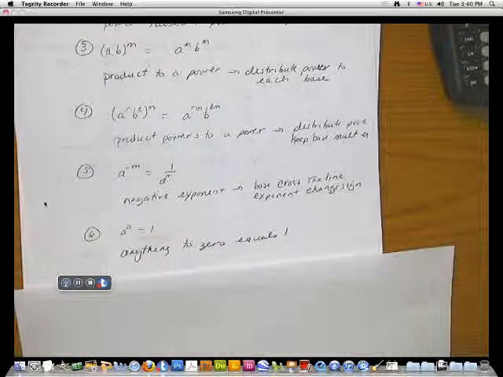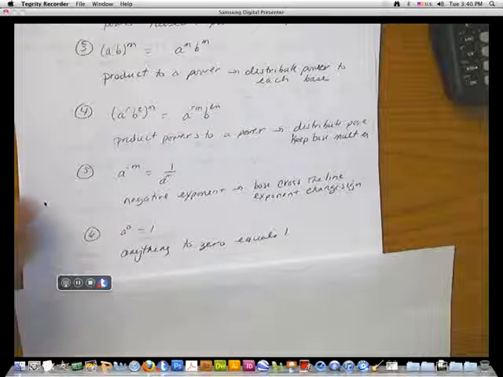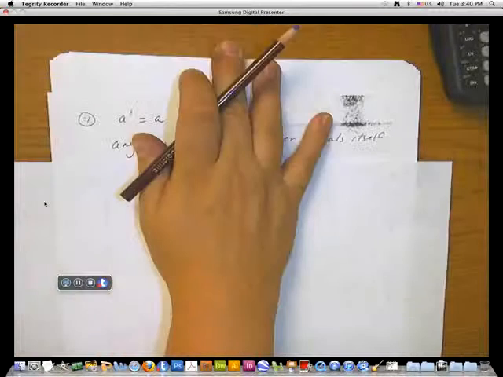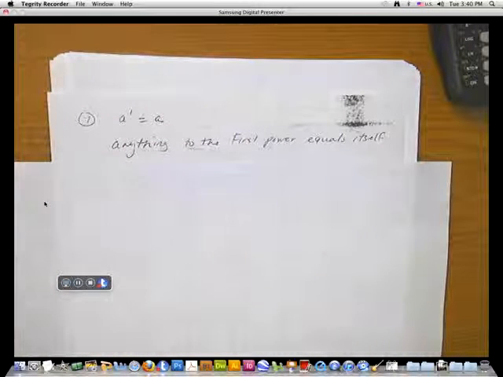Rule number 6 says anything to the 0 equals 1. Rule number 7 says if you have anything to the first power, it's itself.